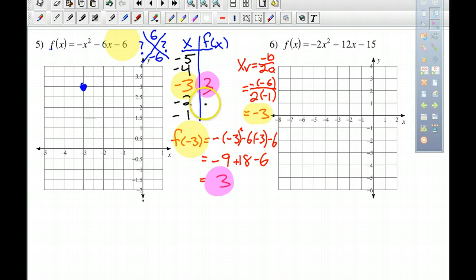So what do you want to plug in? Negative 2 or negative 4? Negative 1 or negative 5? Remember, you only have to plug in one side of the vertex or the other. It's up to you. So I'm going to plug in negative 2. You can use your calculator at this point if you know how to store negative 2 as a variable. Type in negative x squared minus 6x minus 6, hit enter, and it'll give you the value. Or you can do it the old-fashioned way and write it all out.